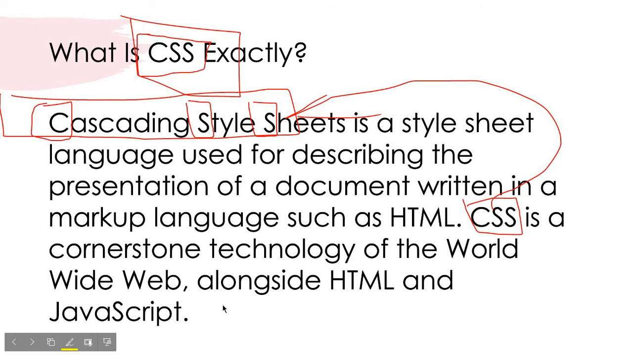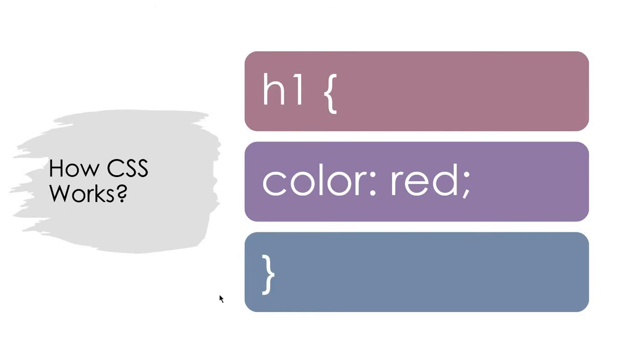So now let's understand why CSS is important. CSS is important because it is used for describing the presentation or the style of a document written in a markup language such as HTML. CSS is the cornerstone technology of the World Wide Web alongside HTML and JavaScript. So you can create a website without CSS, but it will not be good. It will be plain HTML with just JavaScript, which we are going to learn, but it won't look good.